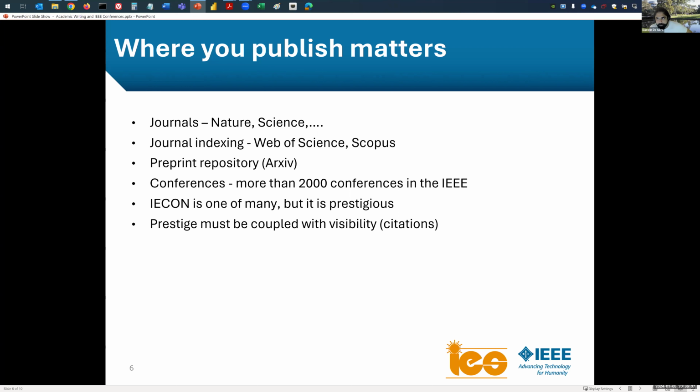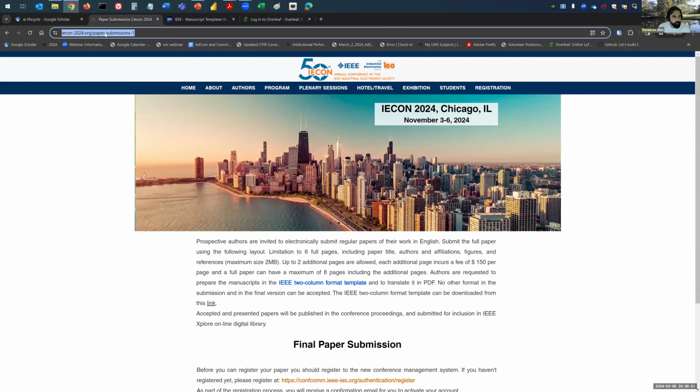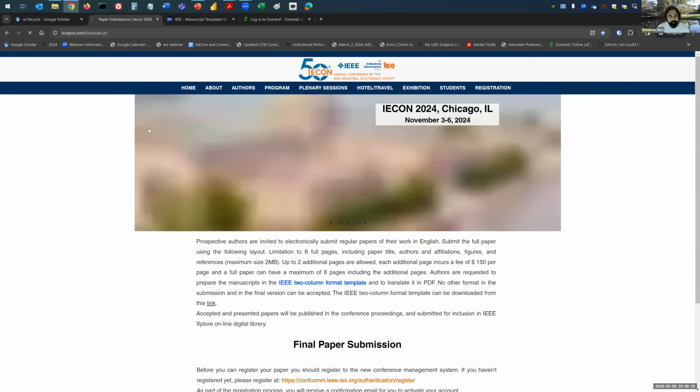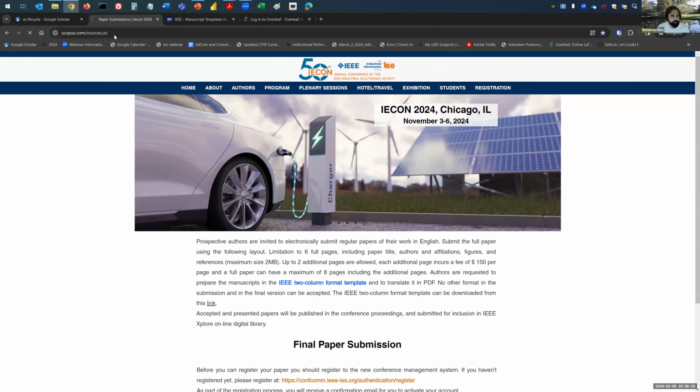The journal indexing is important. In the interest of time, I will leave this one out, but suffice to say that the journals are ranked based on their impact factor. I'll just quickly show you the Scopus ranking. If it loads, we'll come back to it.